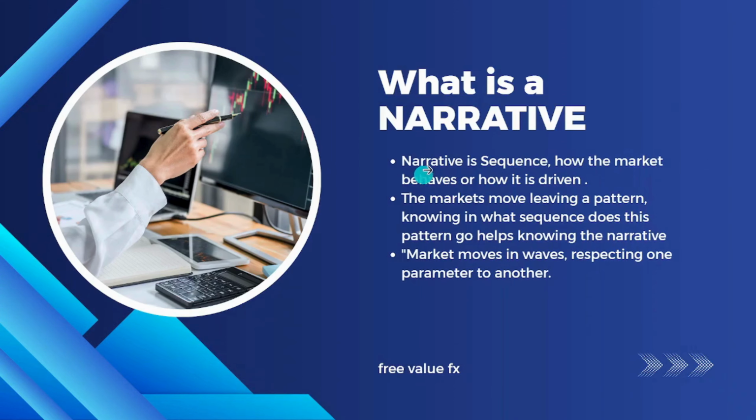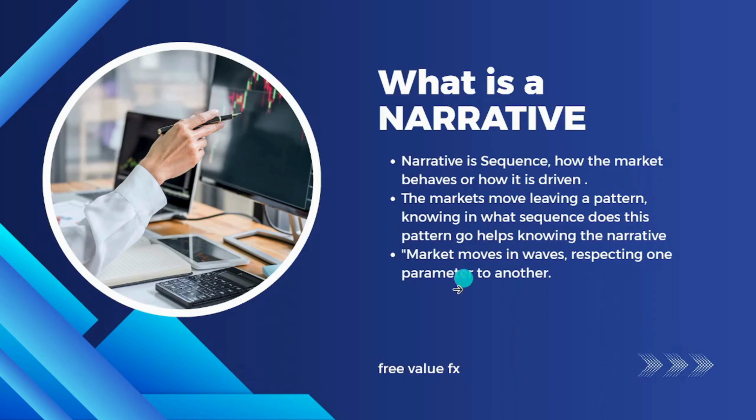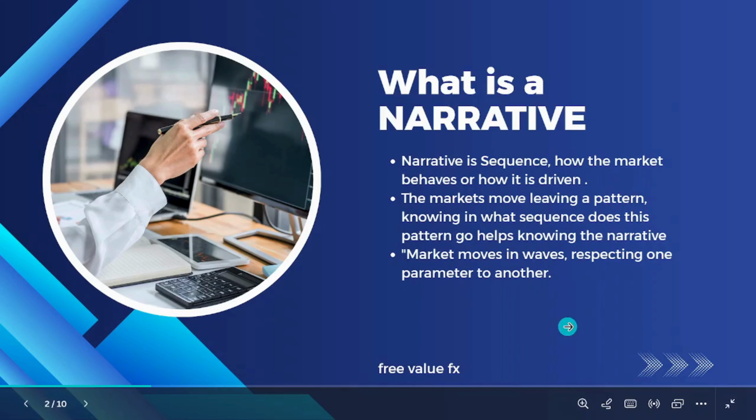Now, what is narrative? Narrative is actually a sequence: how I see the market, how the market behaves, and how it is driven. As I've explained in the previous videos, you have to know higher highs, higher lows, and so on. There are things that I look at to get to my decision, and these are what I call patterns. Several patterns that I see in the chart will lead me to make certain definitive decisions, because I know that the market moves in waves, respecting one parameter to another. So this parameter here is the same as pattern.